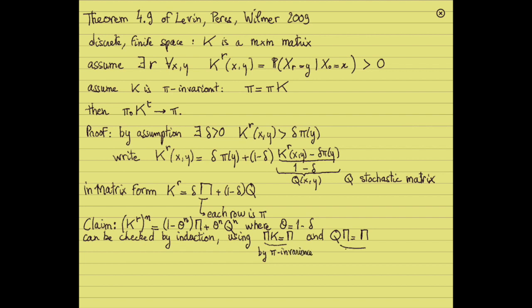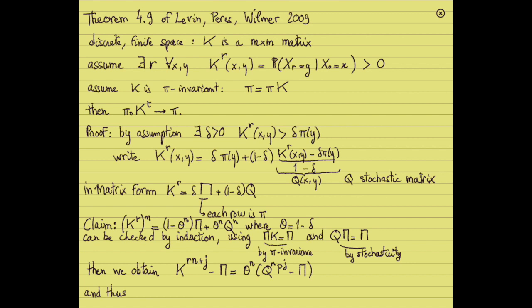And all the rows of big pi are equal to the same vector. So that's because q is stochastic. The rows sum to 1. So that can be used to check the induction. And so then, if we are happy with the claim, we can obtain that k to the power r times n plus some index j minus the big matrix pi is theta to the n times q^n p to the j. Oh, sorry, the matrix P here should be the same as the matrix K. It's a typo. Minus pi.